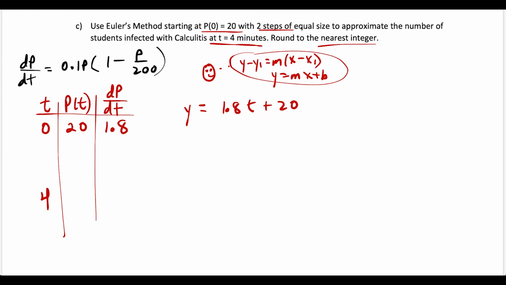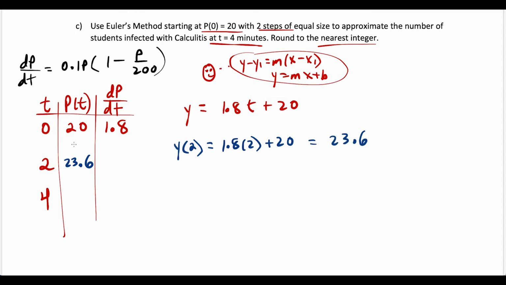And then notice we are going to approximate what's going on at t equals 4 minutes. So if we're taking 2 steps of equal size, the halfway point is going to be at t equals 2. So that's the first value of t that we're plugging in. We're going to have y of 2 is equal to 1.8 times 2 plus 20. And now this is something we could use a calculator for, or this is just going to be 3.6 plus 20, and 3.6 plus 20 is going to give us 23.6. So this is going to be our midway y value.